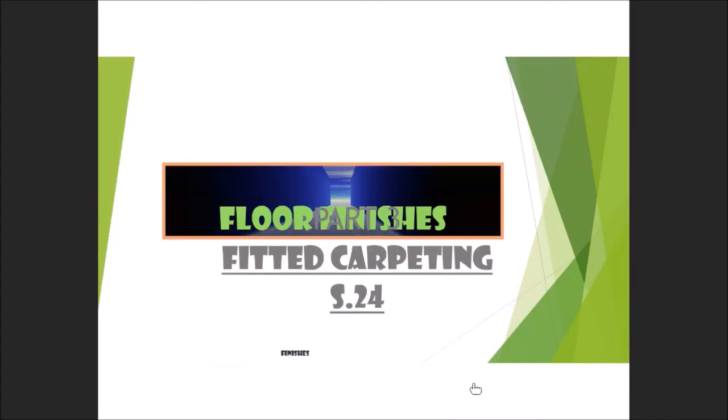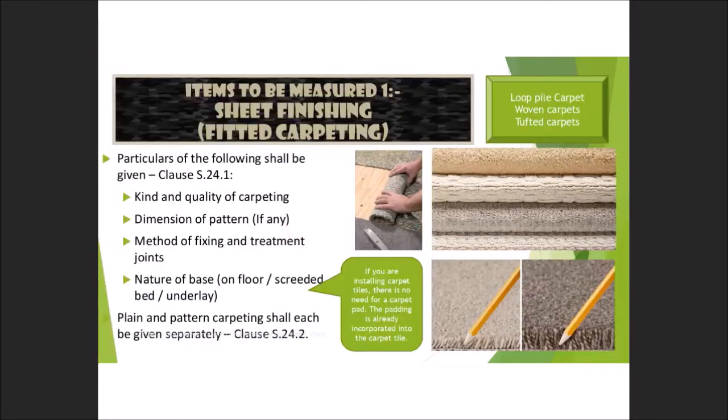Okay, so for part 3, I focus on the fitted carpeting. So for the fitted carpeting, the rule refers to meter square. You have to measure in meter square, but you have to write down according to this rule of writing the description. Look at the second sentence first. Plain and pattern carpeting shall each be given separately.